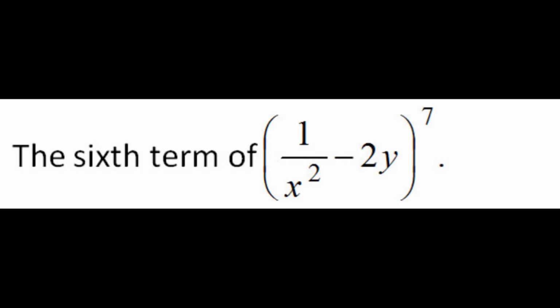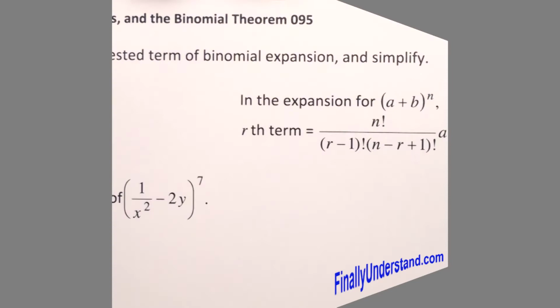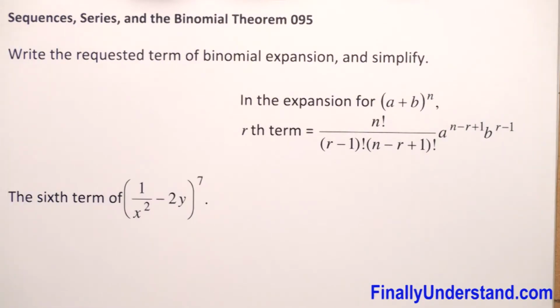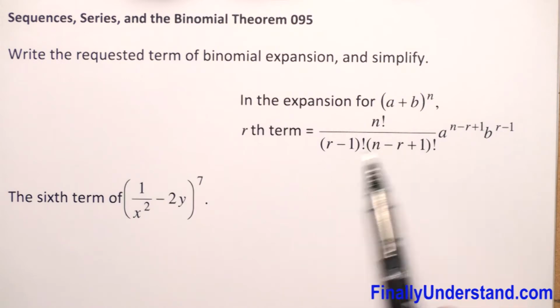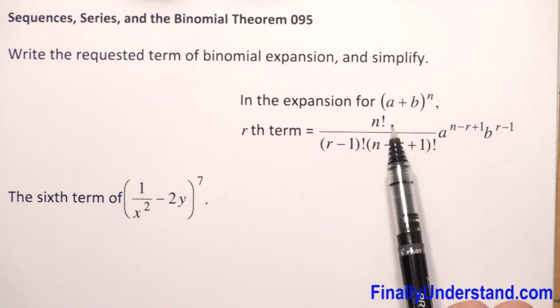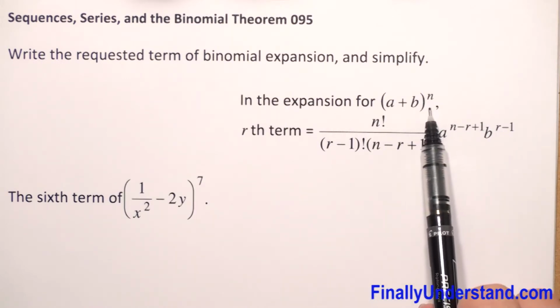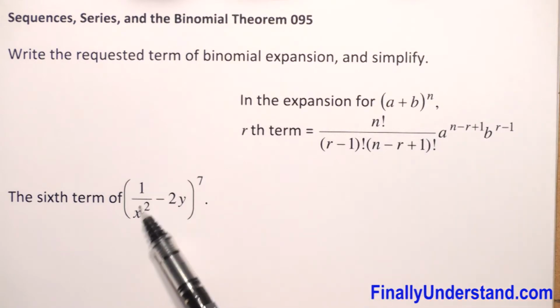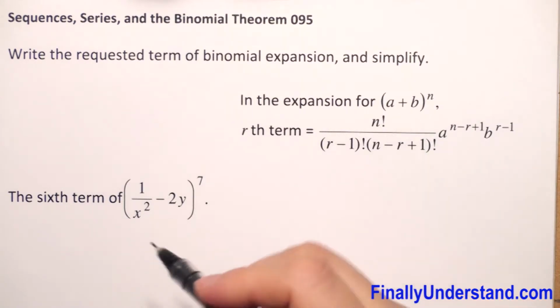Write the requested term of the binomial expansion and simplify. We are given the formula for the nth term of the binomial (a plus b) to the n power. So first we will rewrite our expression to this form.